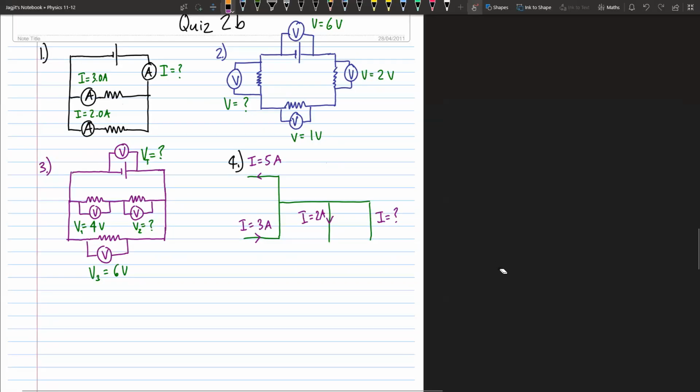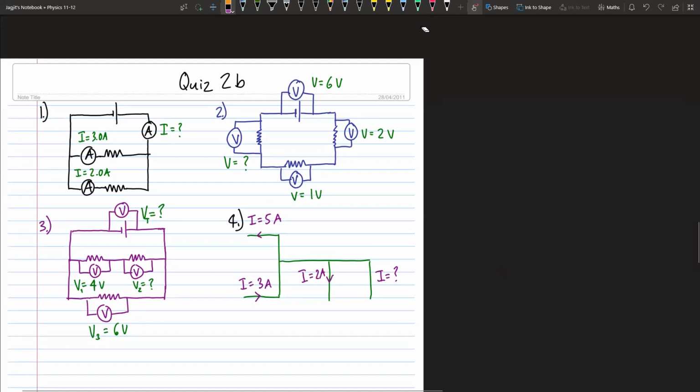Okay, here's a few more questions. Clearly, if you look at this first question, ammeter is reading 3 amps here. This is 3 amps. Now, what's this going to read? Well, that's your total current, right? Total current comes this way. Some of it goes this way, some of it goes this way. 2 amps went this way, 3 amps went this way. And that means total of 5 amps must have come in. So that one's going to read 5 amps.